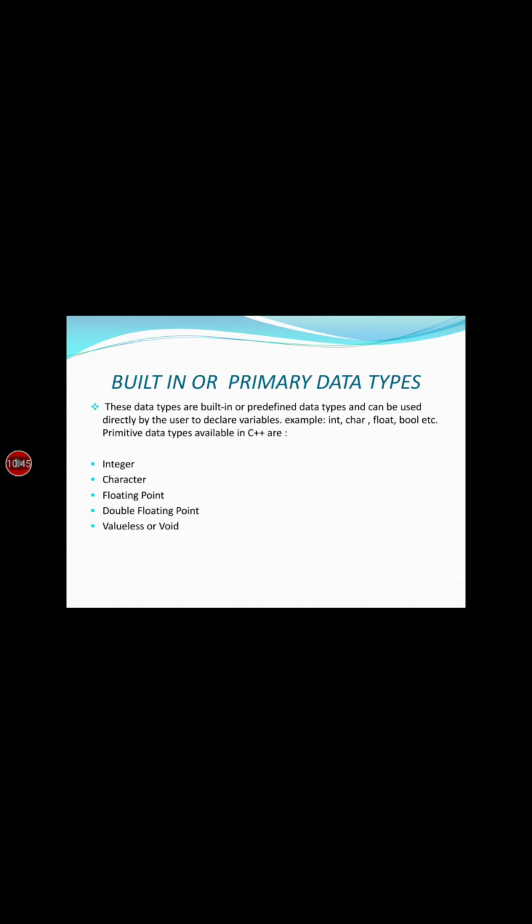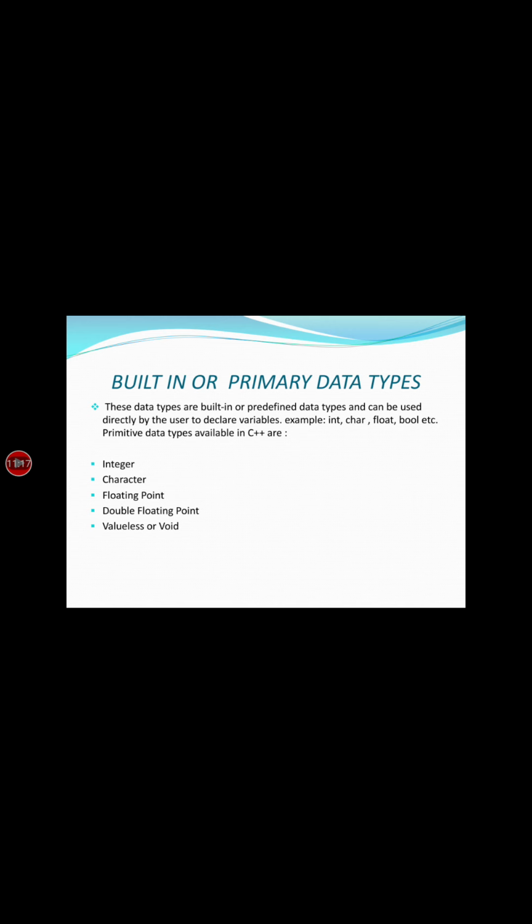Now what is an integer? It acquires memory space of 2 bytes. It can be short, long, signed, unsigned, and its range is -32768 to 32767. Now what is character? It acquires memory space of 1 byte. It can be short, long, signed and unsigned, and its range is -128 to 127.